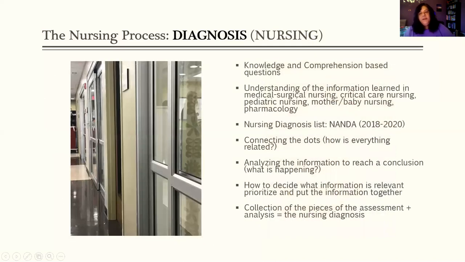Now, when we do the nursing diagnosis, that's like starting to put the puzzle together. We have to have knowledge, and these are knowledge and comprehension based questions. So if you see a test question in the diagnostic phase, the nursing diagnosis, it's going to be very knowledge, so you either know it or you don't, or comprehensive. Do I understand how this fits together? You have to have understanding of the information that you're going to learn in medical surgical nursing, critical care nursing, mental health, pediatrics, mother baby, and even pharmacology to make a strong nursing diagnosis.